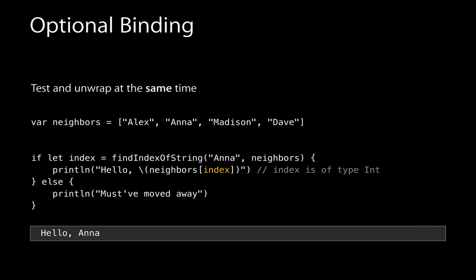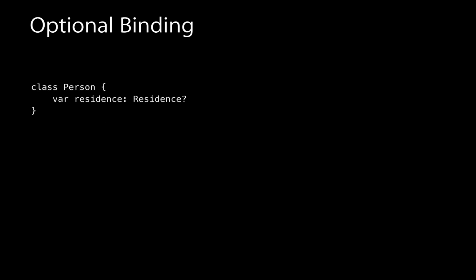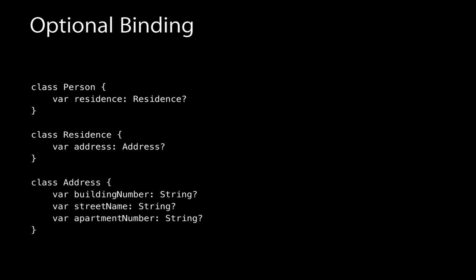But that's what optional binding looks like in a very simple case. Let's look at how it might look if we did something a little bit more complex. So to do that, let's set up a couple classes. Say we have a person class, which has an optional residence, and a residence, which has an optional address. And finally, we have an address class that has 3 optional properties: a building number, a street name, and an apartment number, all of which are optional.